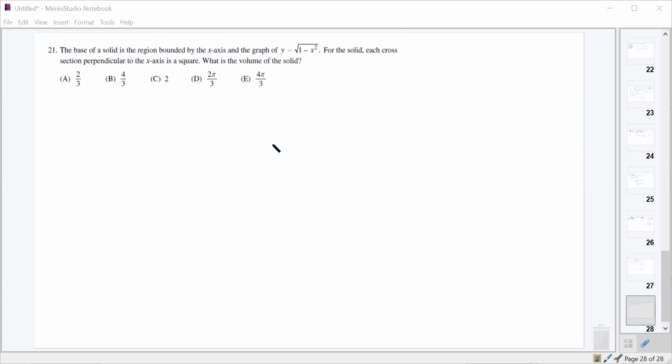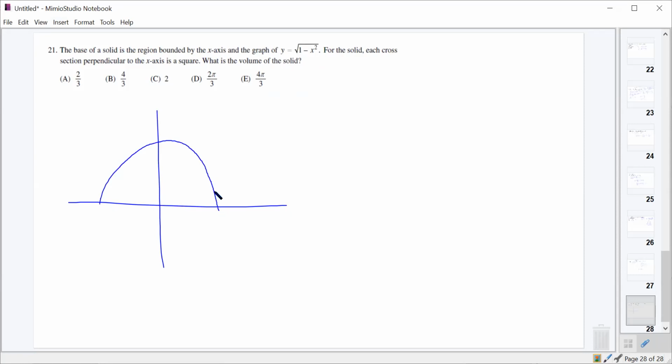All right. We got the base of a solid is this region between the x-axis and square root of 1 minus x squared. And the cross sections perpendicular to the x-axis are squares. We want to find the volume. So first off, we should recognize that this is a semicircle with a radius of 1 on the top of the x-axis. I've mentioned this multiple times this year, that square root of r squared minus x squared is a semicircle. You should know that equation.